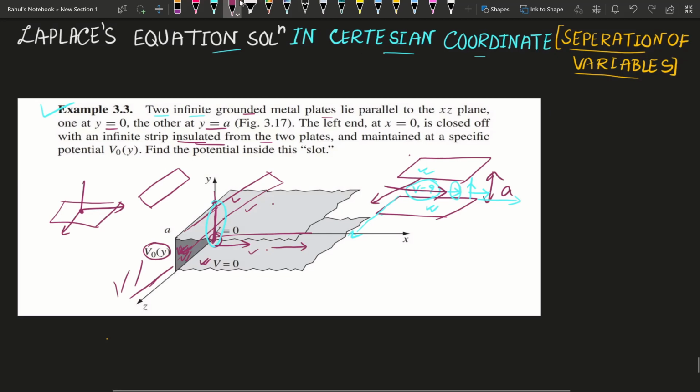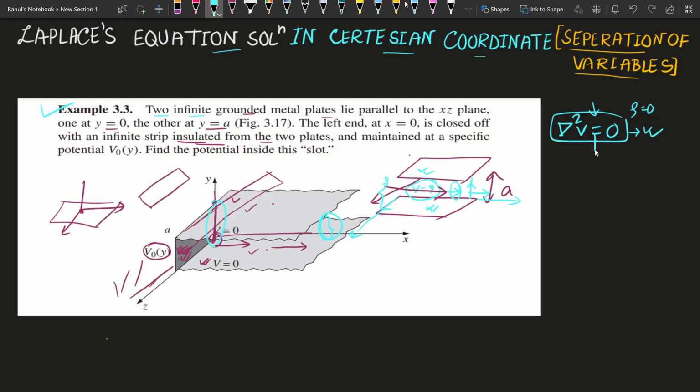Now we can express this. We know del square V. In this region, where we have to find V, if we apply Poisson's equation, you can easily understand that rho inside this region is 0. That means the Poisson equation becomes Laplace's equation here, and if we can solve it, we can find the expression of potential inside.